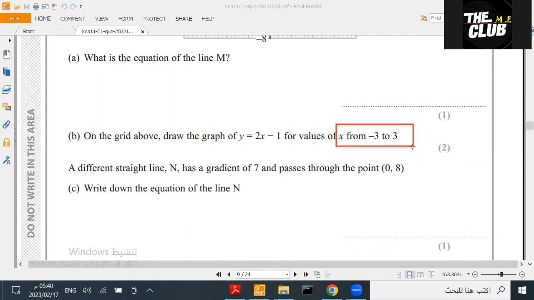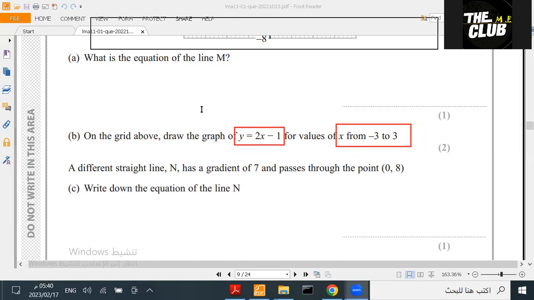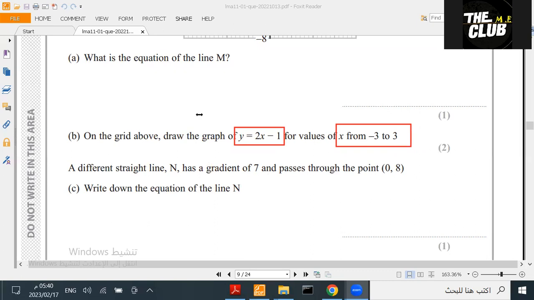We don't have to do negative 3, negative 2, negative 1, no need. We do 2 points and just connect them. I'm gonna take the equation, give it these 2 values, and then find the points. The equation is y equals 2x minus 1.